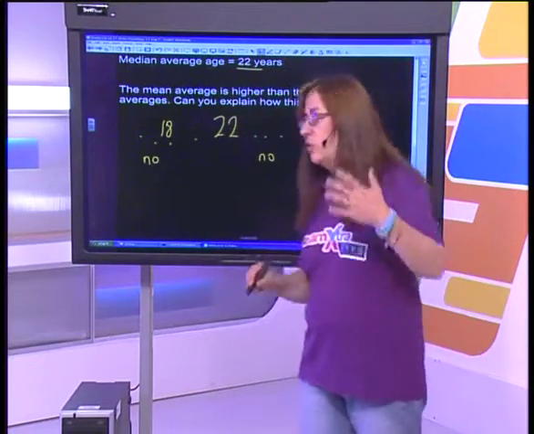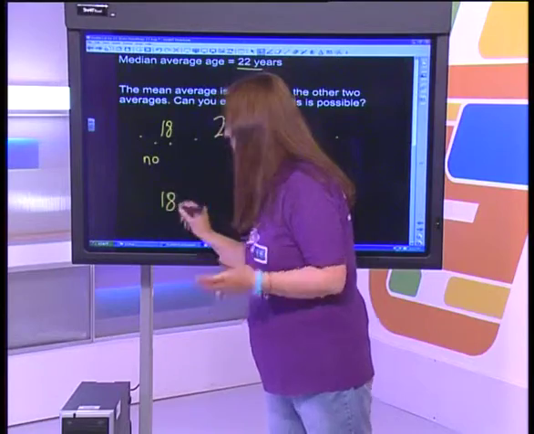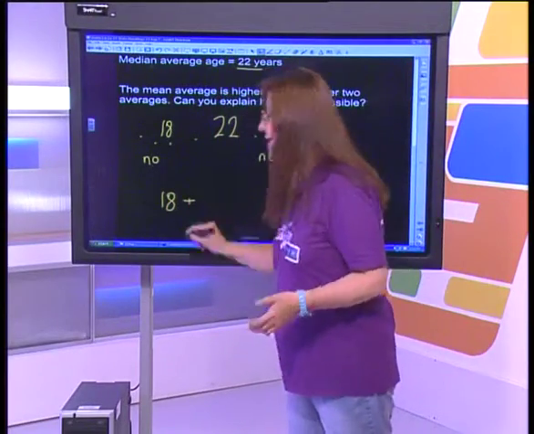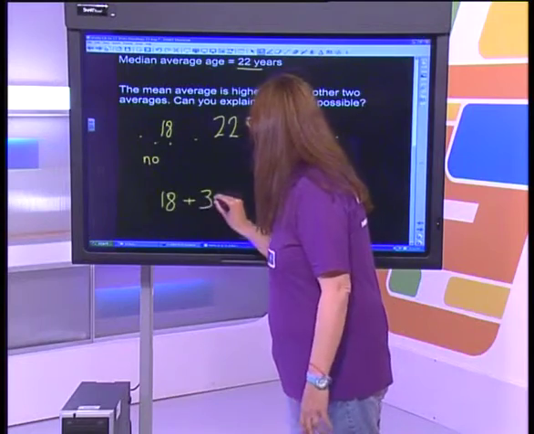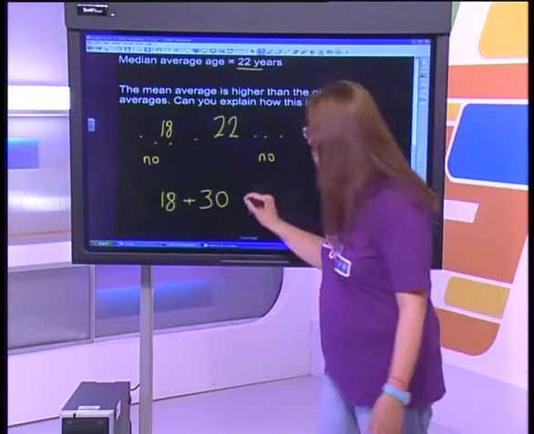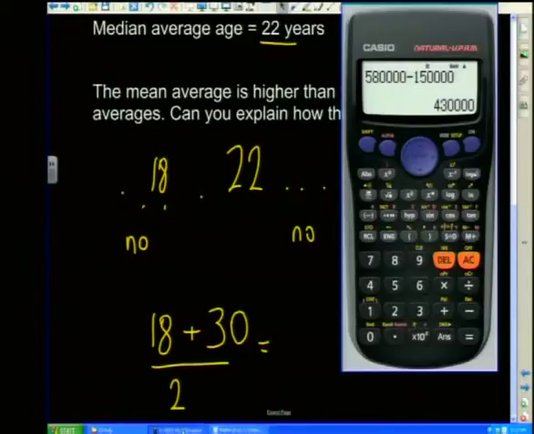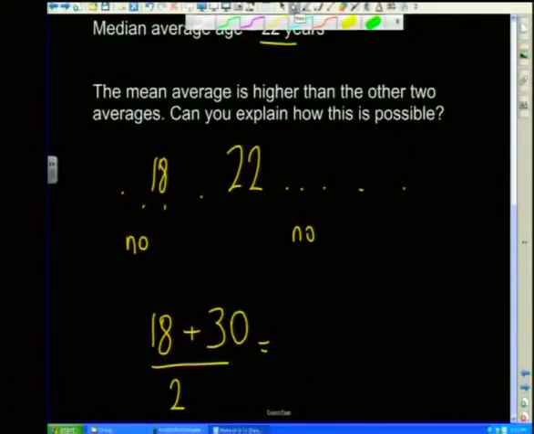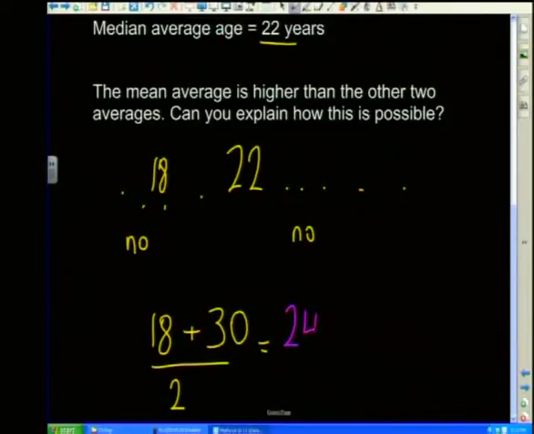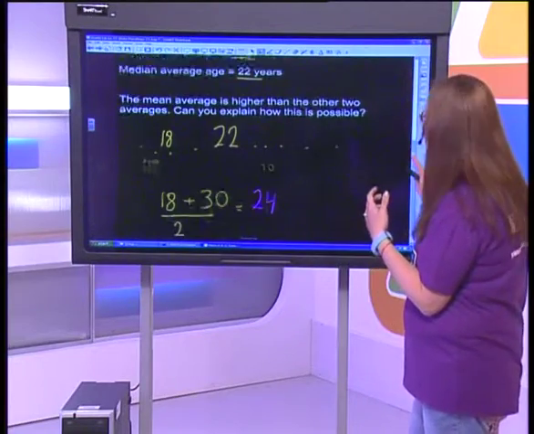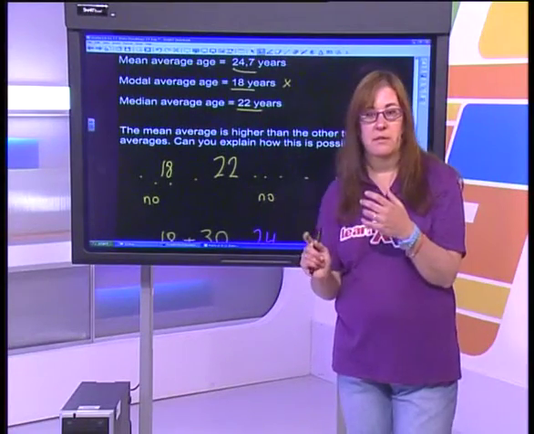One of the ways you could do this is maybe just take your 18, because that's our mode, and let's now add somebody, and let's assume that there were swimmers who were 30 years old. If I work out the average of those two, 18 plus 30, I'm going to get my calculator out. So 18 plus 30 divided by 2, I'll see that it brings my average up to 24. So my average for that was 24. And that is why we have a higher mean than we do a median. I hope that all makes sense.